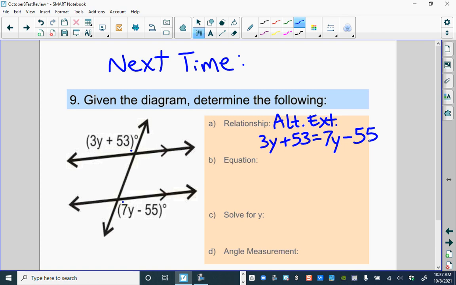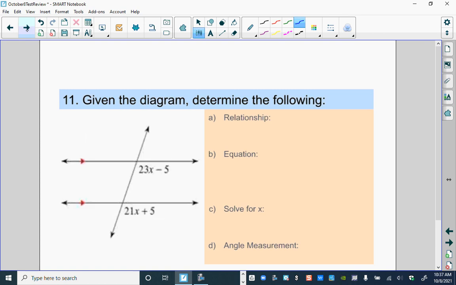Same case for the next problem. Again, what's our relationship between the 23x minus 5 and 21x plus 5? What type of angles do we have here? Consecutive. Almost. Corresponding. The only reason they're not consecutive interior is because this 21x plus 5 needed to be right there. Not a bad guess, but that's the reason why.